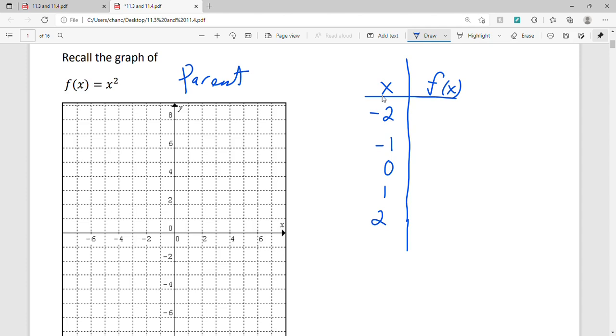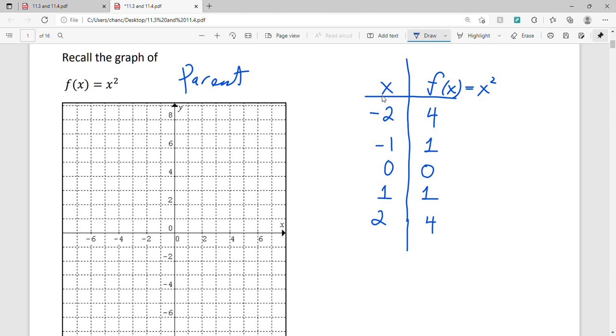So -2 squared is +4. We're squaring them because it's f of x equals x squared. We're substituting the x here with a -2. -2 squared is +4. -1 squared is a +1. We have a 0 here. 0 squared is 0. 1 squared is 1. And 2 squared is 4.